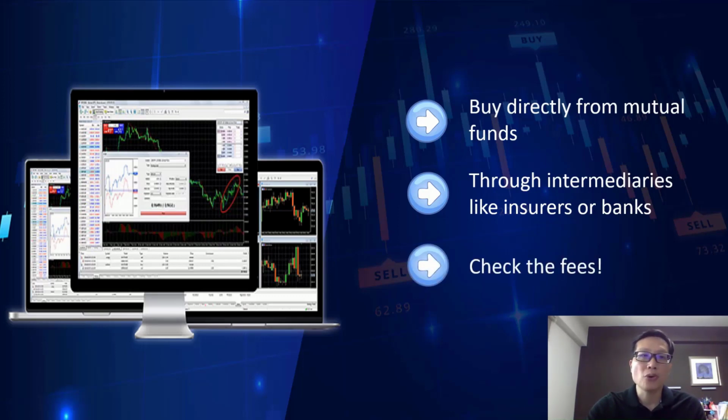But before you go out and buy mutual funds, do spend some time to look into the fee structure. How much is the sales charge? Are there any trailing fees? What is the annual management fee like? How does the bid-ask spread look like? Compare around similar funds before choosing one. Okay, so that's all I wanted to share on mutual funds.